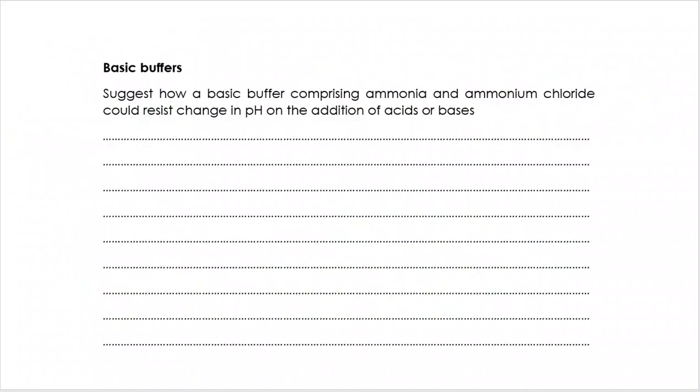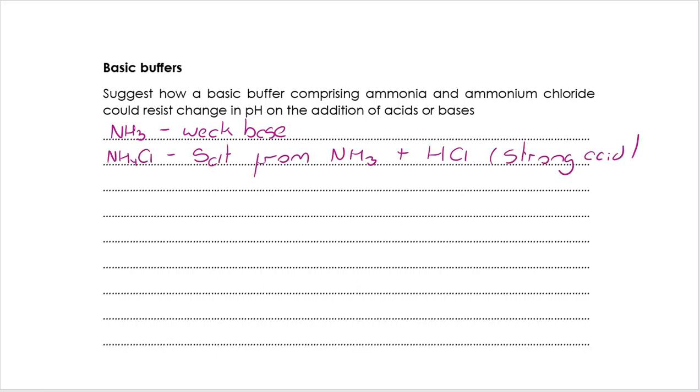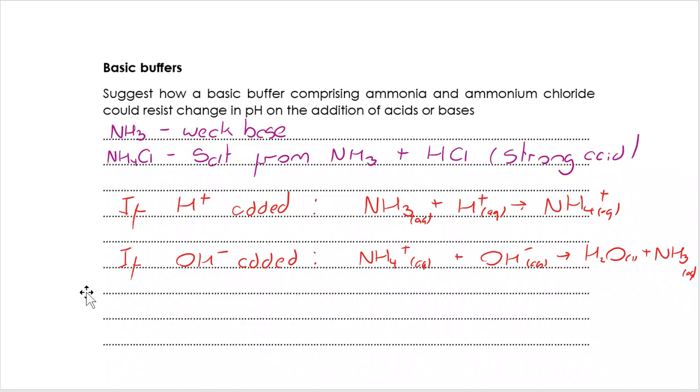So let's have a think about basic buffers. What could you say about this based on what we've seen? Well, ammonia is acting as the weak base, and ammonium chloride is the salt that we've made from ammonia and a strong acid, in this case that would be HCl. If I add H plus, then that's going to react with the NH3, the weak base, to make NH4 plus ions. So my NH4 plus concentration goes up and my Cl minus concentration goes up. My NH3 concentration goes down. And if I add OH minus, that will react with the NH4 plus to make H2O and NH3.